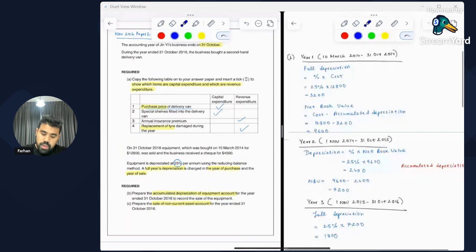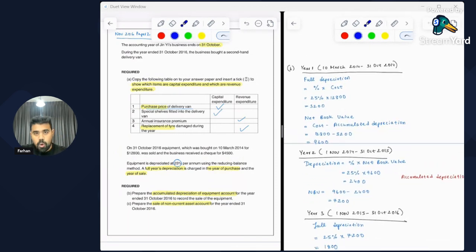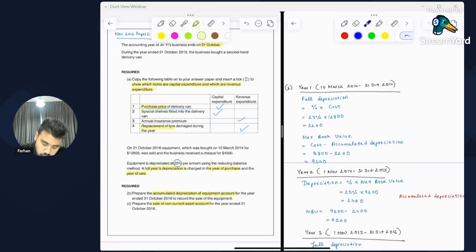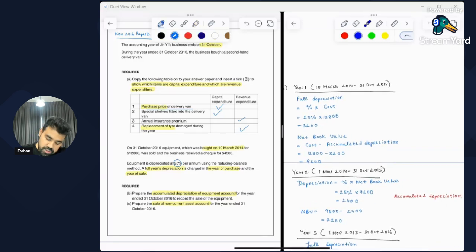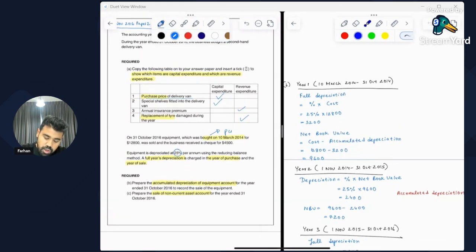All right, so let's look into the workings on the right-hand side. So we understand that we have sold an equipment which we had purchased on 10th of March 2014. All right, so I'll just highlight that here. Equipment bought on 10 March 2014. So this was the day the equipment was sold, so sale date. This was the day the equipment was purchased, so purchase date. And the equipment was sold on 31 October 2016.